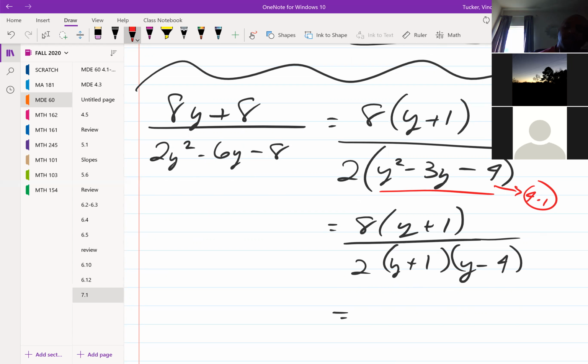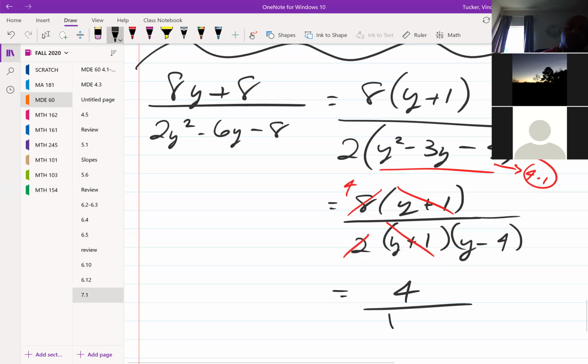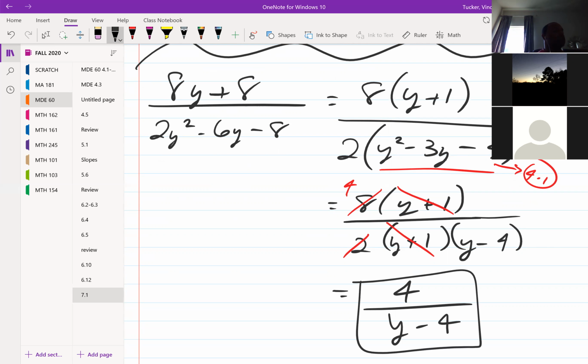All right. 2 divides into 8, leaves us with 4, and y plus 1 will cancel. So up top, we'll have 4, on bottom, y minus 4. And that's where that one will stop. Questions? Any questions?